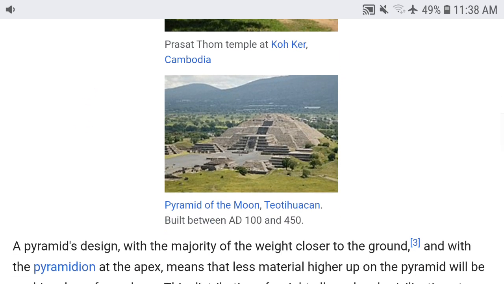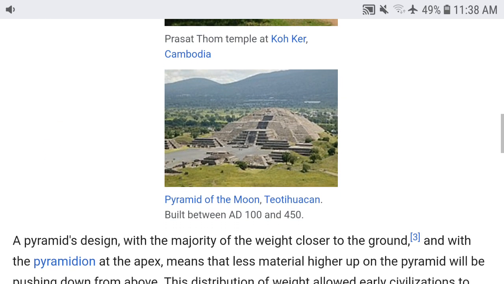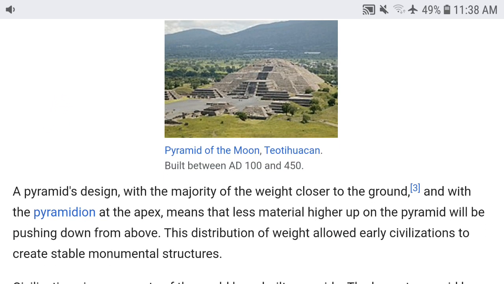And then this is the Pyramid of the Moon, Teotihuacan, built between AD 100 and 450. So this is basically in the years 100 to 450, right? Again, a lot of this kind of stuff. Pyramid of the Moon it is called. Okay, so what about the Pyramid of the Sun though? I think that's actually some kind of Aztec thing, I think. Yeah, I think they revolve that around the sun, right? This is the moon, so it's like a counterpart for that, I think.